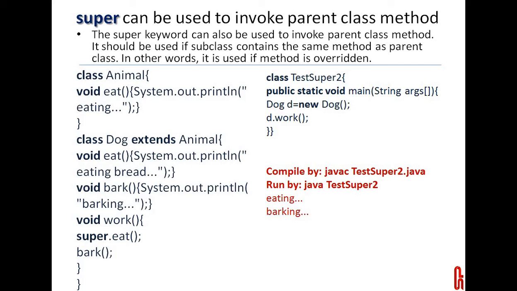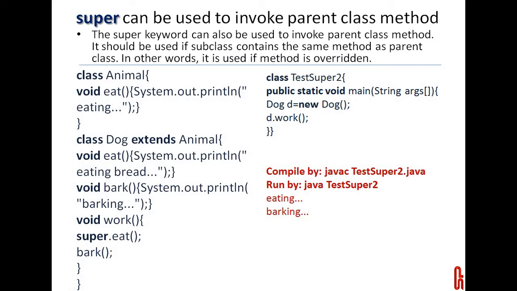So here the second eat method, that is inside the Dog class, is implemented with the output message, eating bread. In our parent class, eating is the only command displayed by the eat method. In our Dog class, eating bread is the command that is displayed by the eat method. Another method is implemented, void bark. So barking is the message displayed by the bark method. Then void work is implemented.